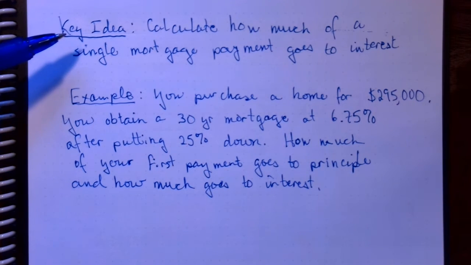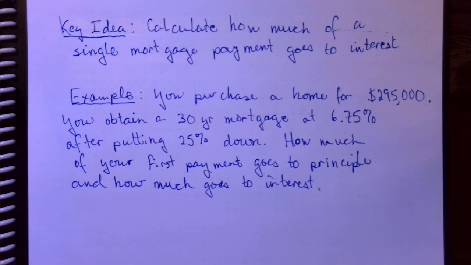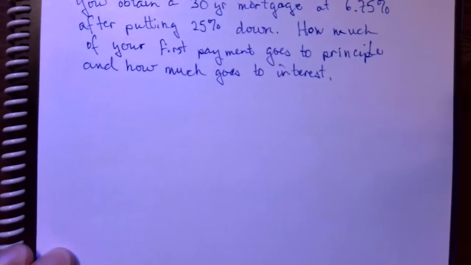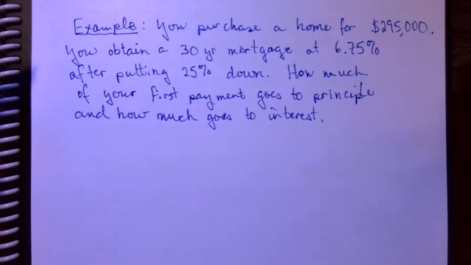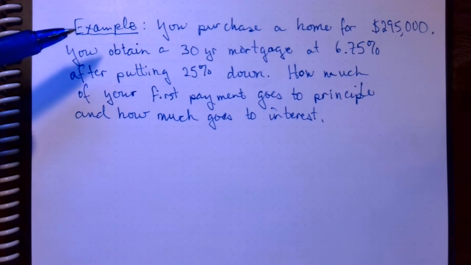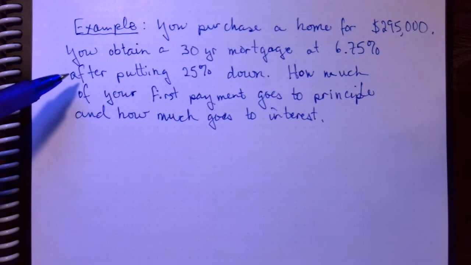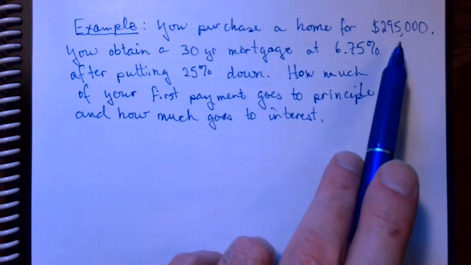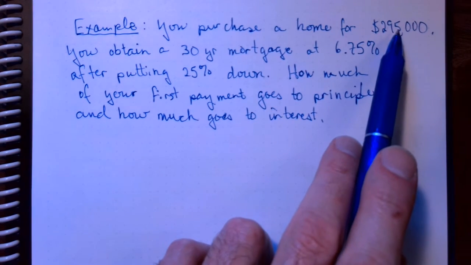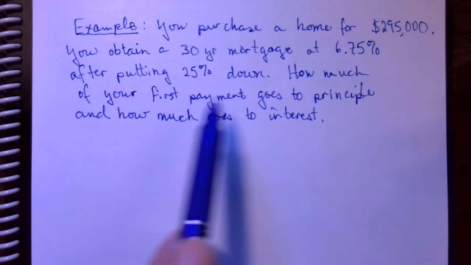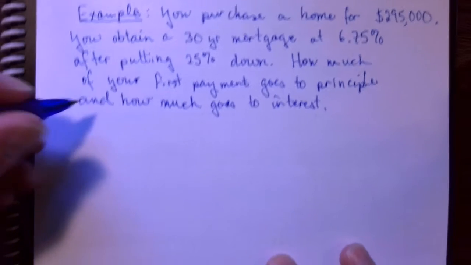So the key idea for this video is to calculate how much of a single mortgage payment goes to interest. So let's pretend that we purchase a home for $295,000 and we obtain a 30-year mortgage at 6.75%. Now that is going to be after we put 25% down. Okay, so this was the purchase price of the home, not the mortgage amount. How much of your first payment goes to principal and how much goes to interest?